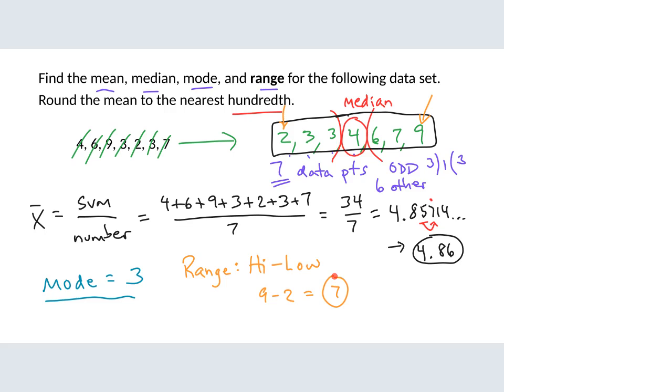Are there any questions about that before we do another example? Awesome. Thanks, Genesis. That's perfect.